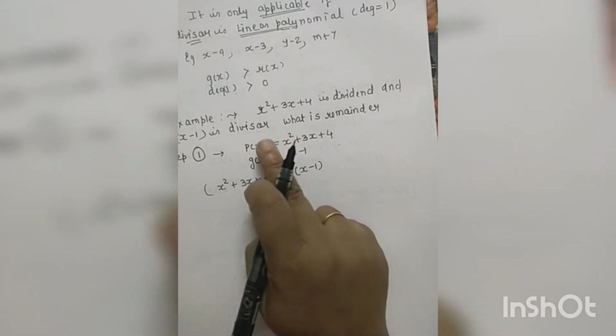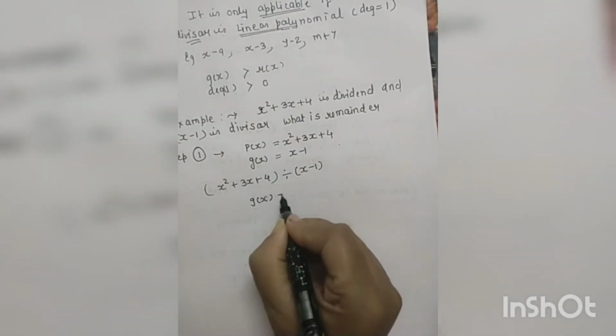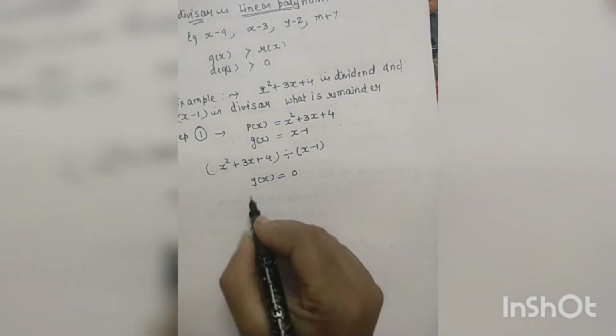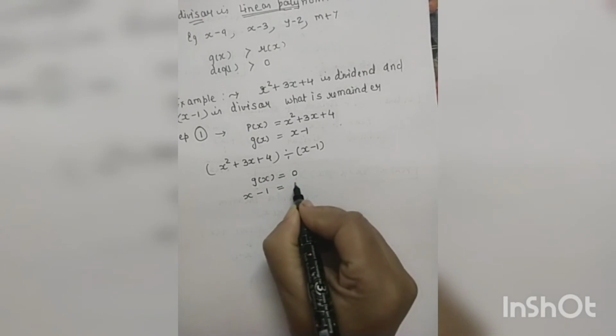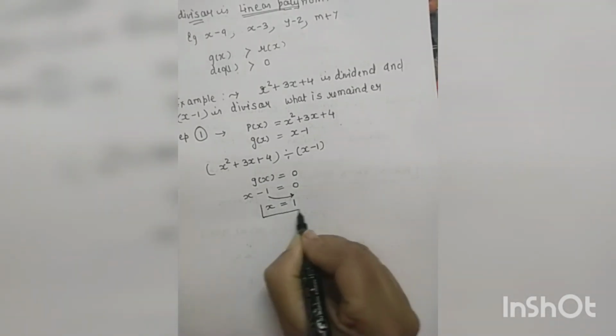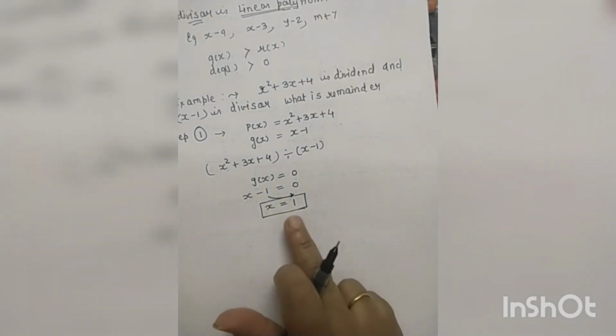So what is my first step? Keep it in mind. First take p of x, g of x, and g of x should be equal to 0, because the remainder should always be less. So x minus 1 is equal to 0. If I transpose it, x is equal to 1, and this is my value of x.